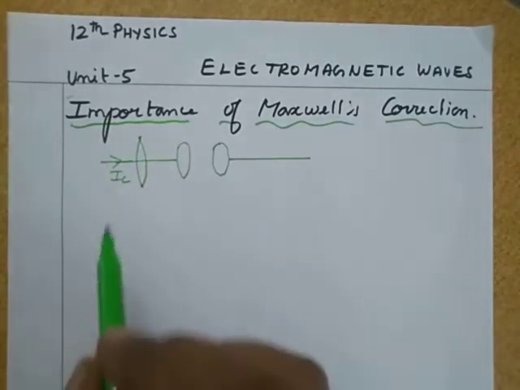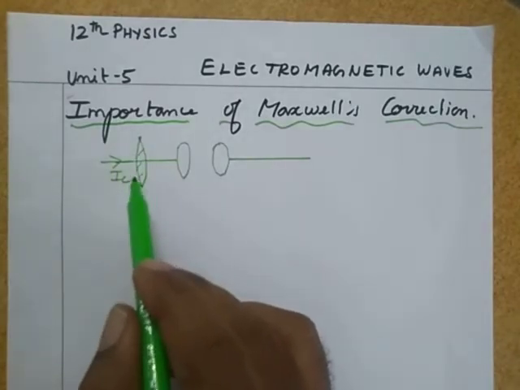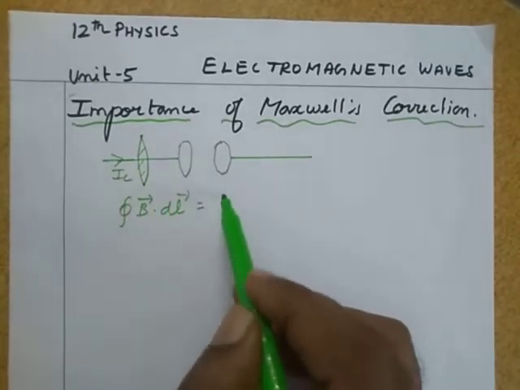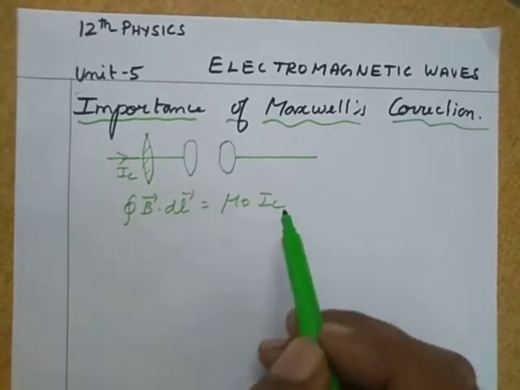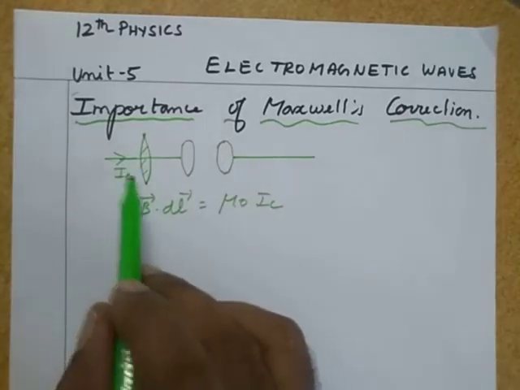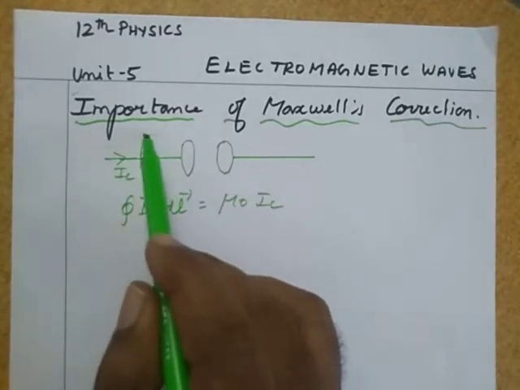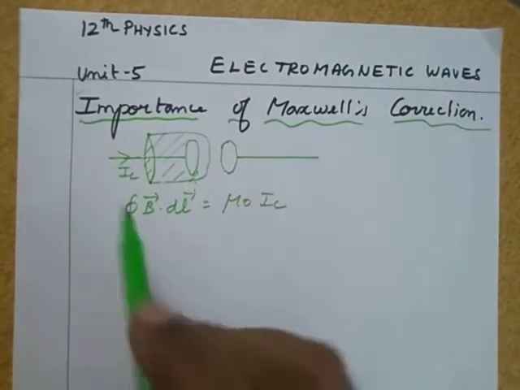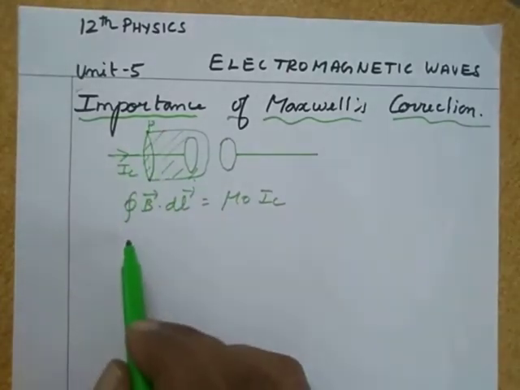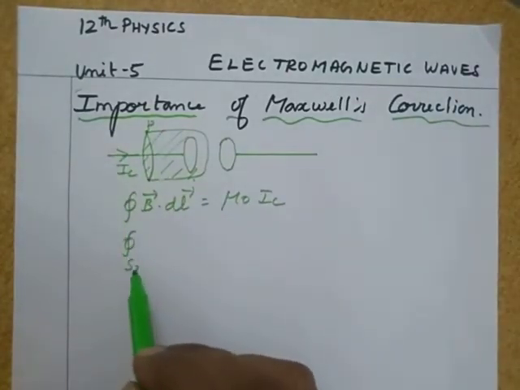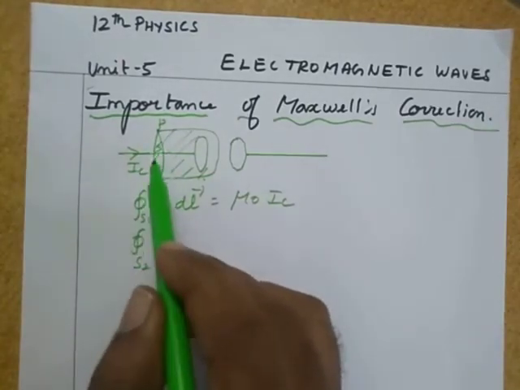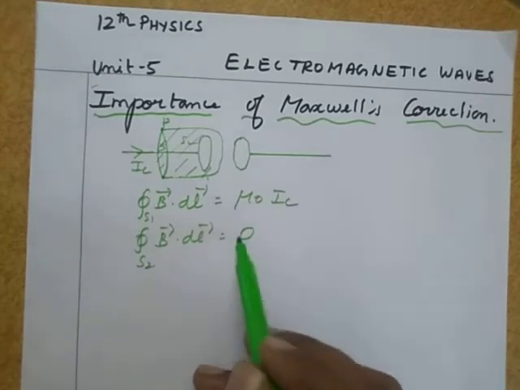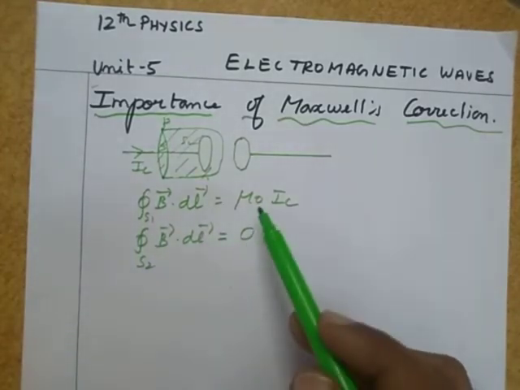For that loop, the magnetic field is given by the closed loop integral of B vector dot dl vector equal to mu naught I_C. Here the current enclosed is I_C. Then next I change the shape of the loop to a balloon surface. This is S1, this is S2. For this case the magnetic field for that loop will be 0. So there is some inconsistency.